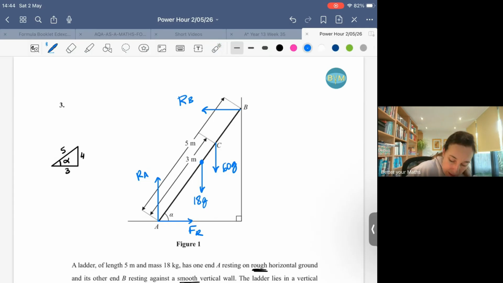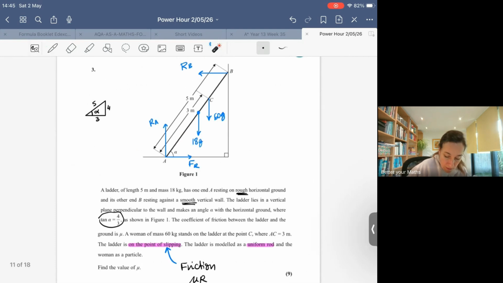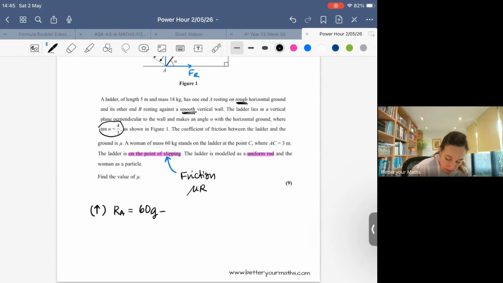Let's do it step by step instead of seeing the whole question. So if I resolve vertically, because I have equilibrium, my force pointing up, the only one, is going to be equal to my two forces pointing down. So 60g plus 18g, that R is 78g newtons. Yeah, I can leave it like this for now.